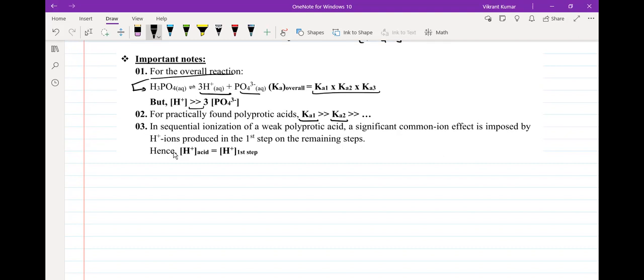Third part is, now we have got 3 steps, and in the 3 steps we have got the पहले का equilibrium constant is the highest one, much greater than the remaining K.